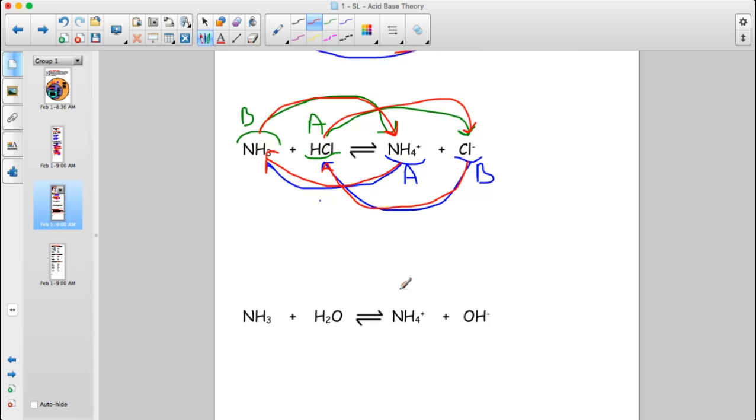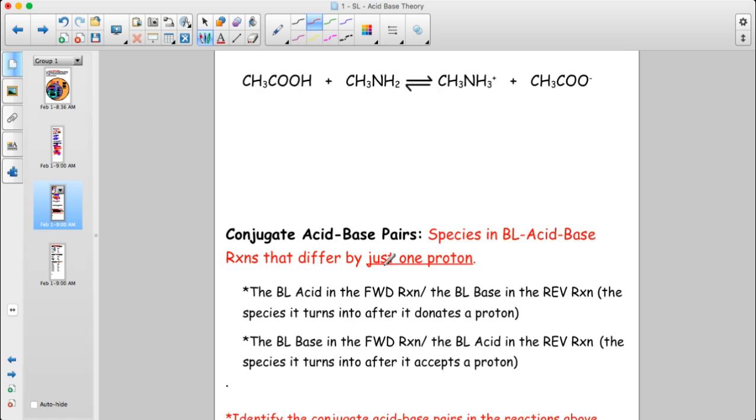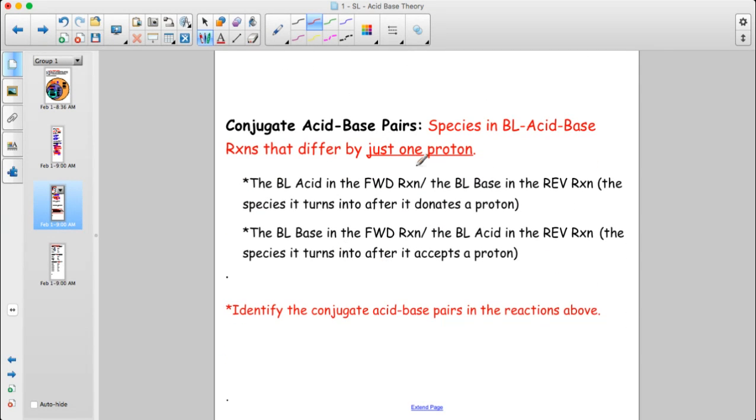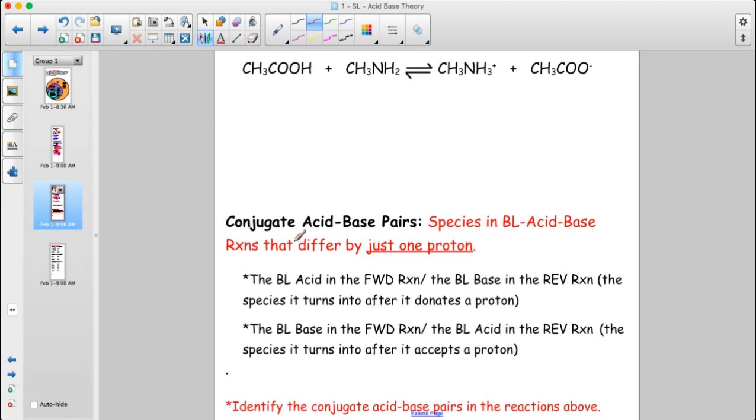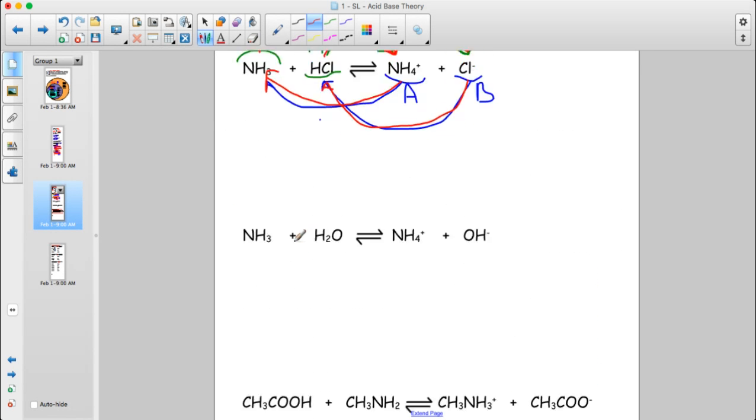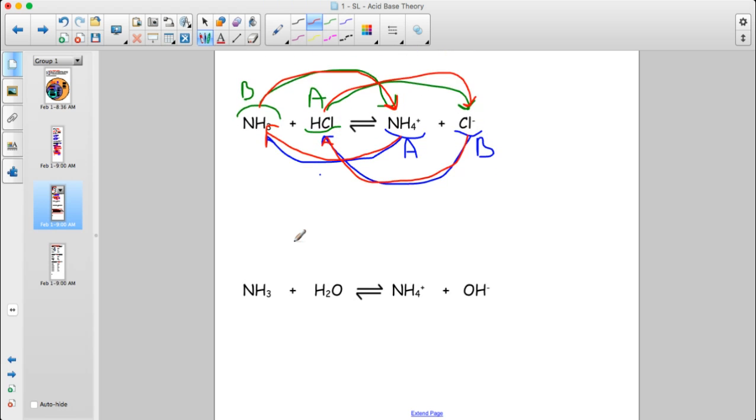Okay? So this relationship is what's known as a conjugate acid-base pair. These are species in a Bronsted Lowry acid-base reaction that differ by just one proton. The Bronsted Lowry acid in the forward reaction and the Bronsted Lowry base in the reverse reaction are one of these pairs. And the Bronsted Lowry base in the forward reaction and the Bronsted Lowry acid in the reverse reaction are another pair. So there's always two pairs of Bronsted Lowry acids and bases in these reactions.